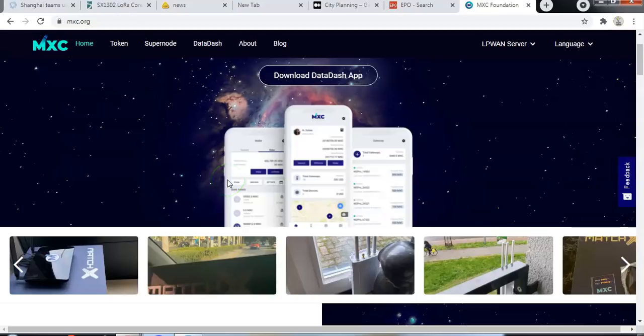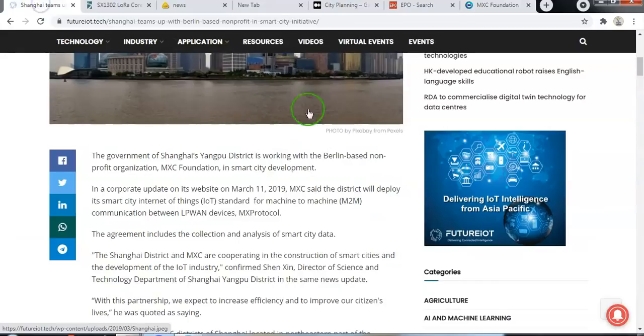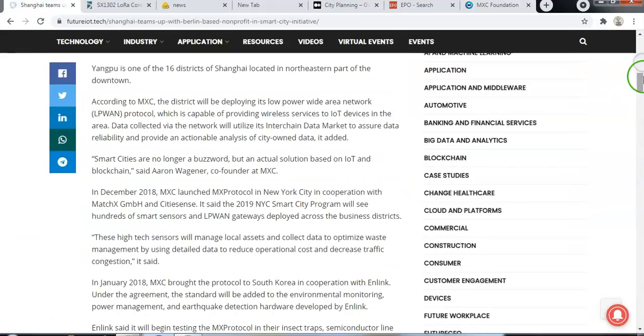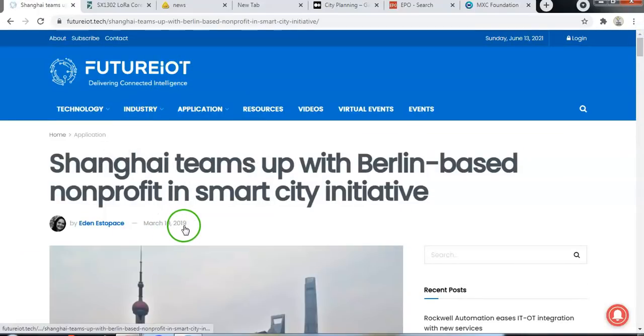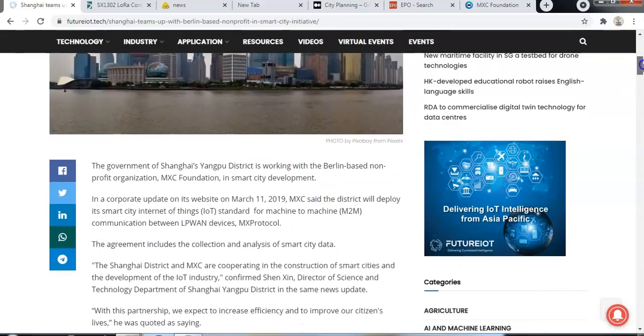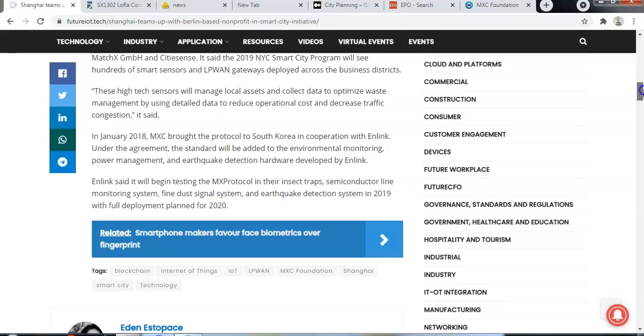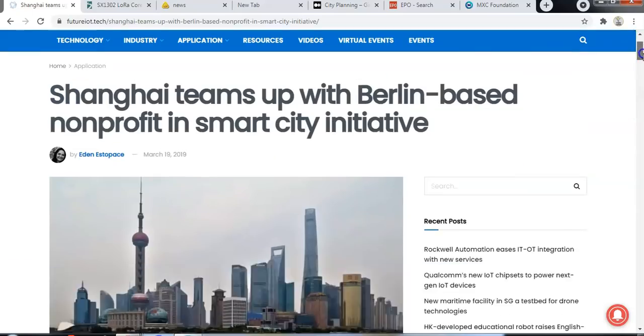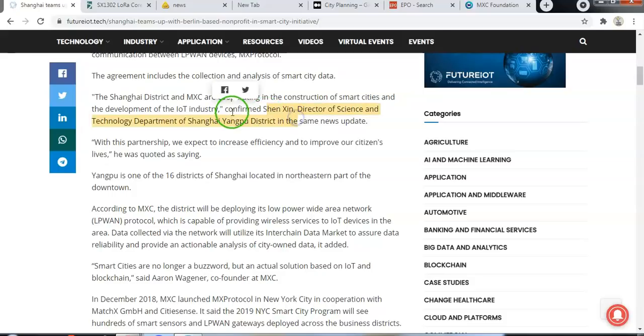Secondly, I was looking into some claims that MatchX have been making. And one of the biggest claims they made was that they are working with the Chinese government, particularly in the district of Shanghai. And if you look at the news articles here. This was a news article from Future IoT, published on the 19th of March 2019, and it says that Shanghai teams up with Berlin-based non-profit in Smart City Initiative. If you look at it, the article mostly quotes everything from MXC's perspective, because she was quoting somebody called Shen Xin, who apparently confirmed this, who is the director of science and technology department of the Shanghai district.